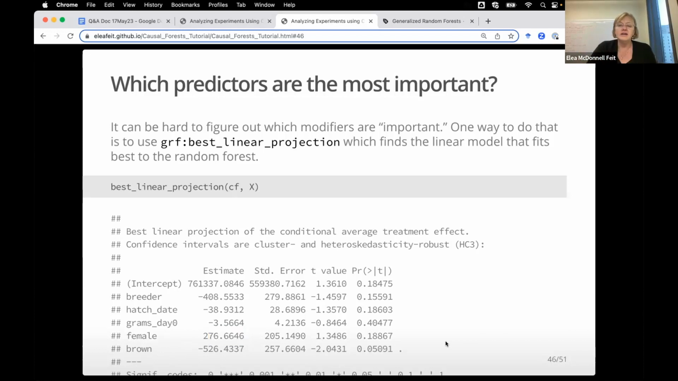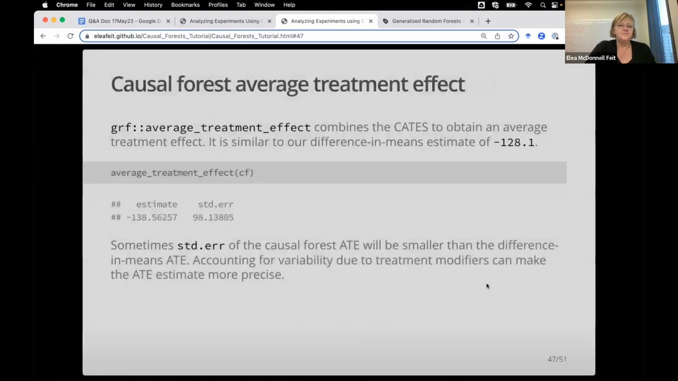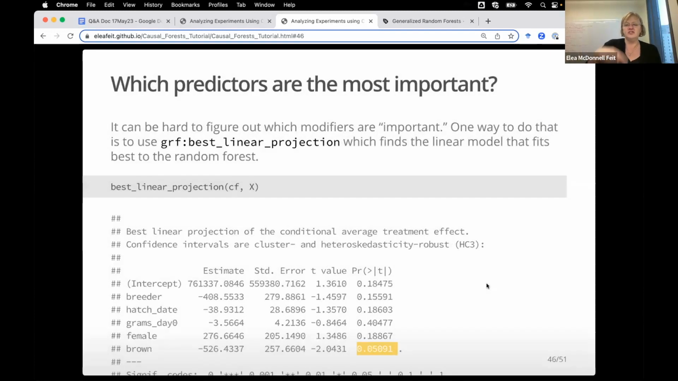And oh, Helen, a p-value. Because they're trying to squeeze it back into traditional statistics, they can give you the p-value for this best linear projection, and it looks like the brown is on the threshold of being significant at 0.05. So hopefully that answers your question, Helen. So that's one way to figure out which predictors are important. The other way is just to look at the plots and try to find the ones that are important. If you had a lot of them, you might look at this first to identify the ones you want to look at plots for.